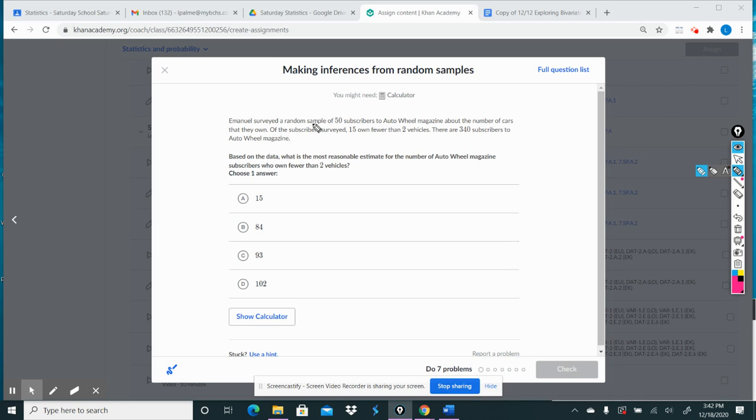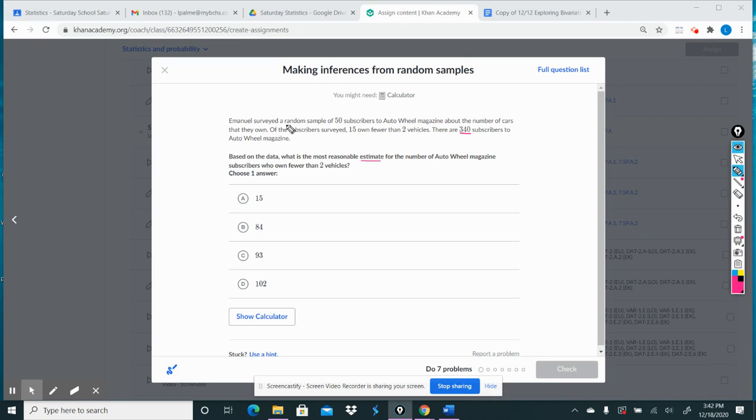Emmanuel surveyed a random sample of 50 subscribers to Auto Wheel magazine about the number of cars that they own. Of the subscribers surveyed, 15 own fewer than 2 vehicles. There are 340 subscribers to the Auto Wheel magazine. Based on the data, what is the most reasonable estimate for the number of Auto Wheel magazine subscribers who own fewer than 2 vehicles? So our population size is the 340 subscribers.